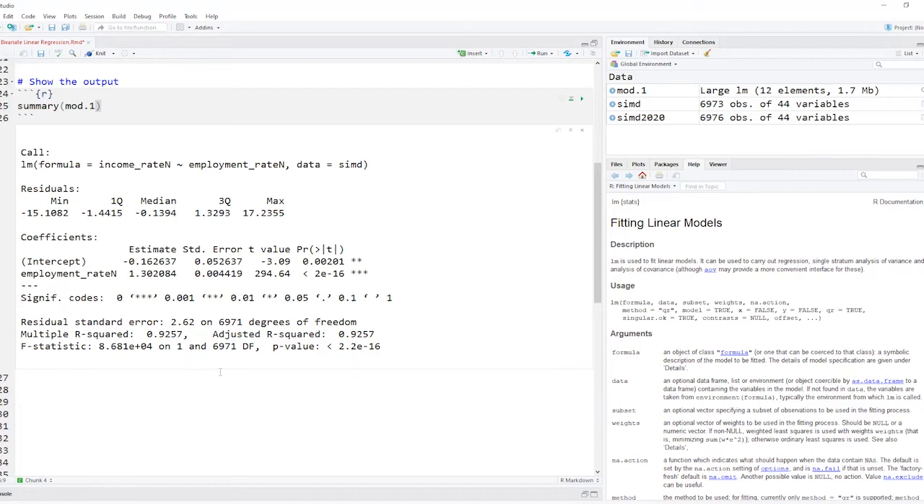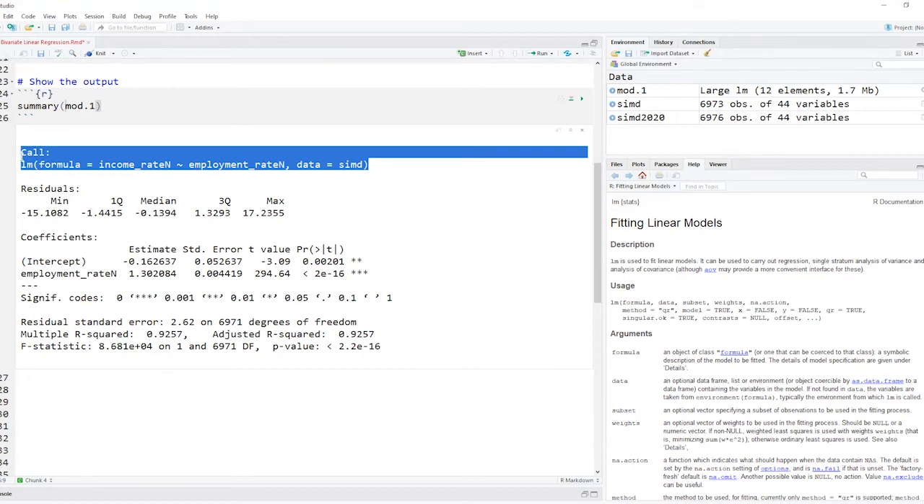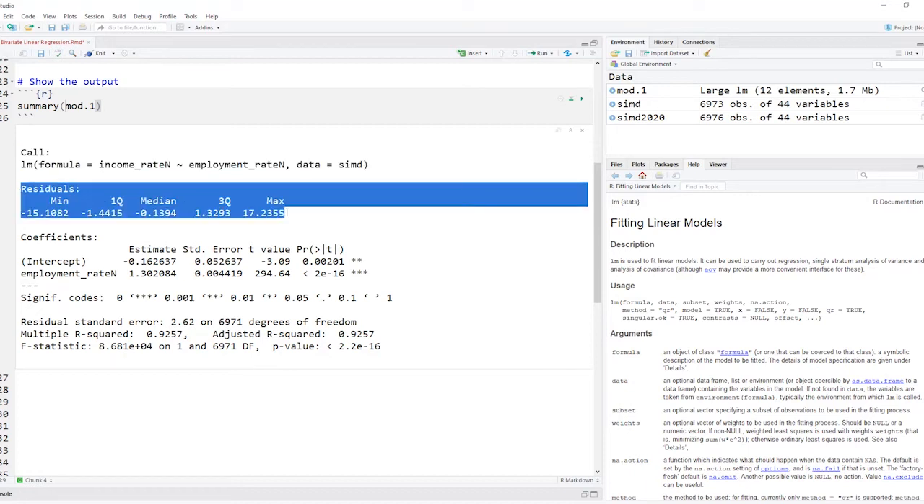Okay, so let's break this code down. The first line of output just reiterates the code that we've input above. Then we have a summary of the residuals. Remember, the residuals are the distance from the data points to the fitted slope. Ideally, this should be close to symmetrical.